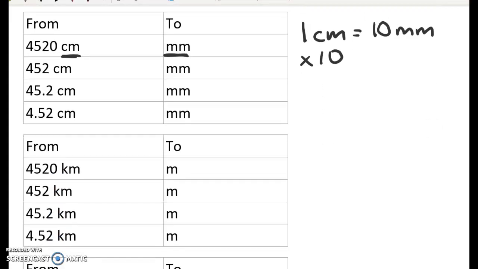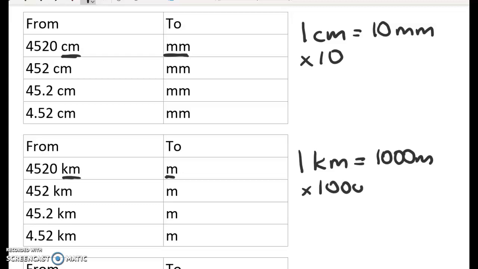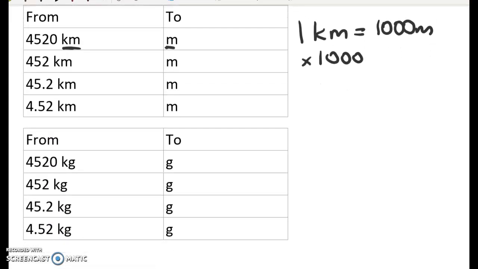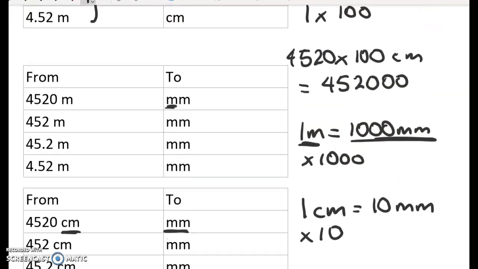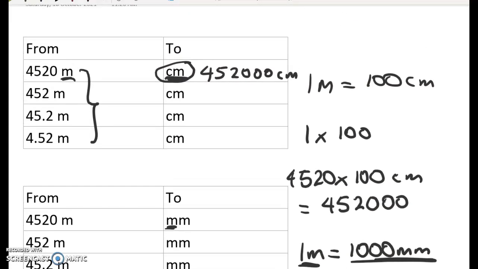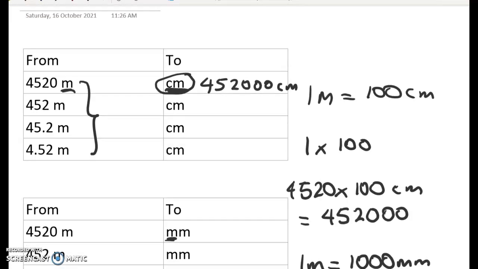To go from kilometers to meters, I ask, how many meters are in 1 kilometer? There are 1,000 meters. So to go from kilometers to meters, I times by 1,000. And lastly, from kilograms to grams, same idea, 1 kilogram is equal to 1,000 grams. So I'm going to be multiplying by 1,000. Okay, so if you can just pause the video and have a go at each set, and then I'll work through them. So the first set going from meters to centimeters.